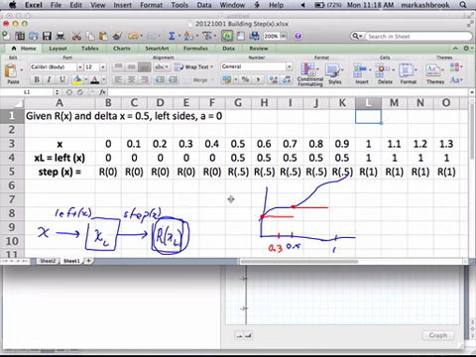So, starting with any current value of x along the x-axis, first getting the left side for each current value, and then putting that into our step function, pulls off the rate at the left side, and creates this, what I'm showing in red there. Does it make sense?